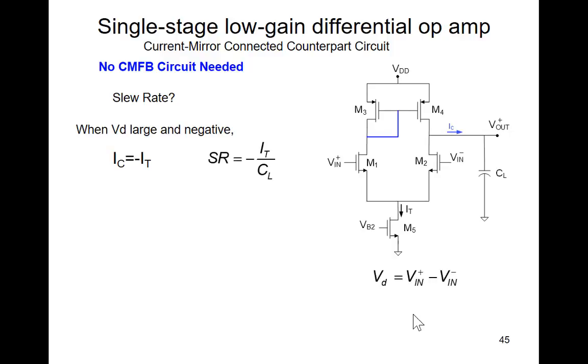When VD is large and negative, VD is equal to Vn plus minus Vn minus, this voltage here is large. This voltage is small, the tail current will all be steered to this side. Since there's a current mirror here, if the current is all steered to this side, this current will be what? It'll be zero. So the current that's going to be flowing here is going to be the tail current.